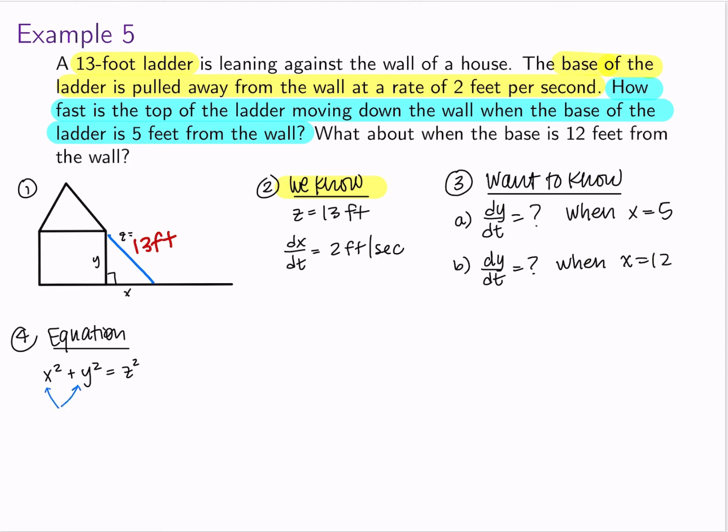x and y change as we go through our problem because the distance from the top of the ladder to the base of the house is going to change as we move the ladder, and so is this. But remember, z is not going to change, right? z is not going to change because it is a fixed length ladder. So this is constant. It's helpful to remember that as we go, which tells me the derivative of z is going to be 0. Okay. All right. So step 5, we will find our derivative.